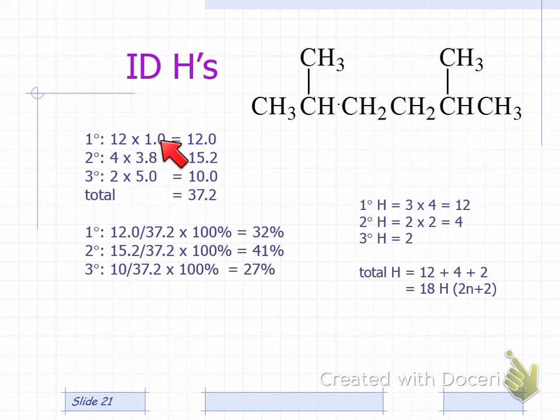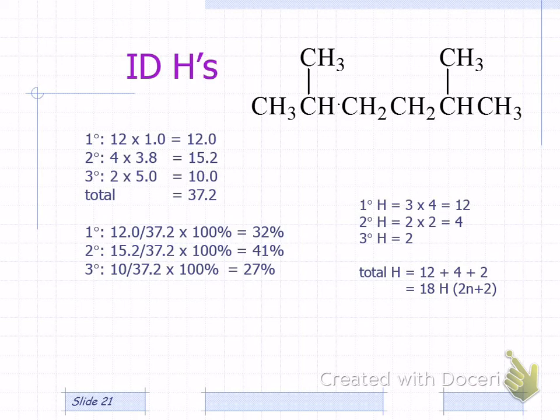There's 12 times 1, that gives me 12. 4 times 3.8, so that's 15.2. And then 2 times 5, and that's 10. You add all that up, it's 37.2. That's the total of all the probabilities added together. And then for the relative percentages of each product, you just divide the probabilities of each by the total.